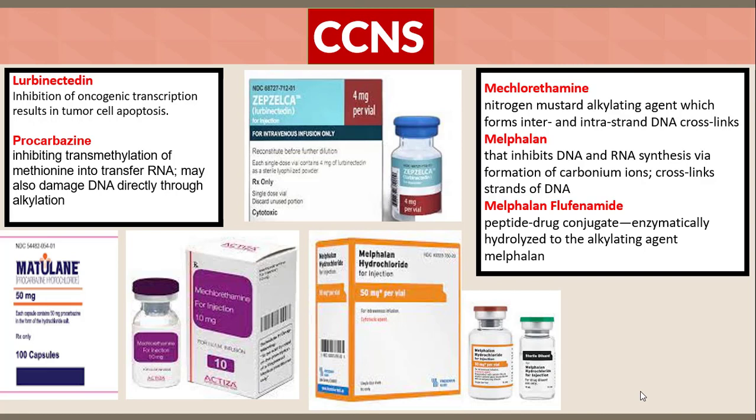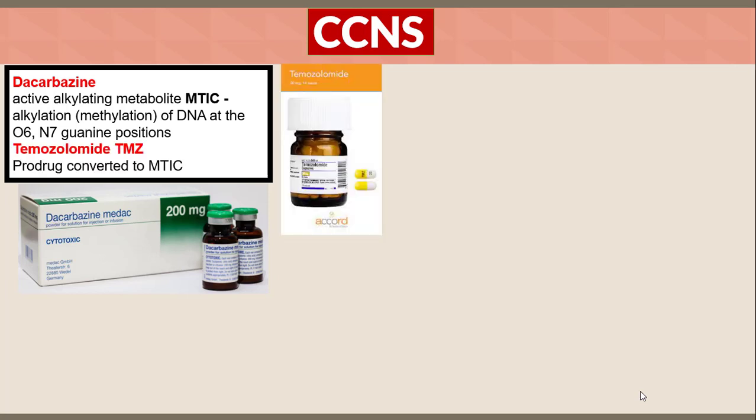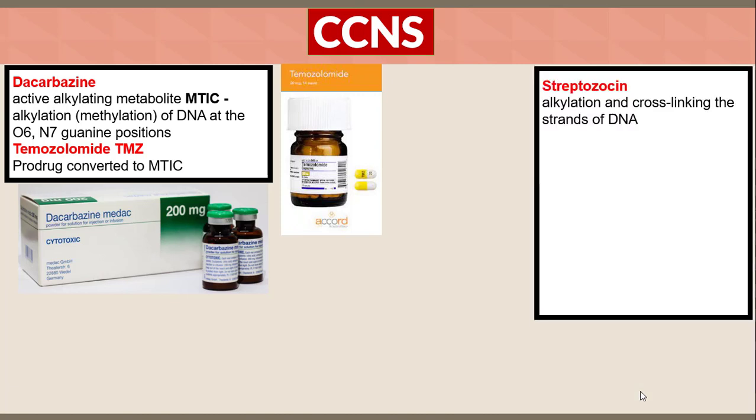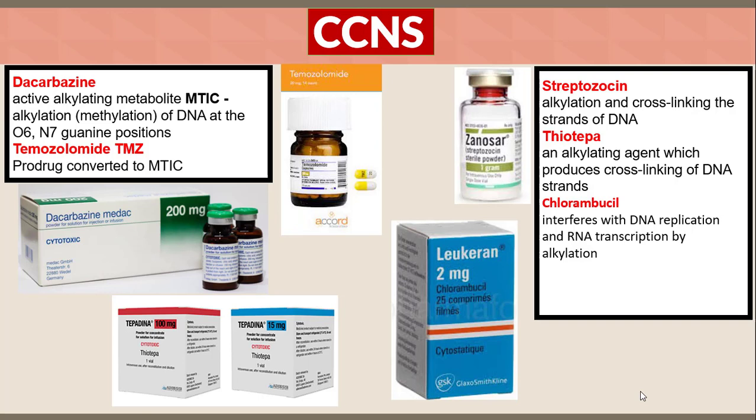Melphalan flufenamide, a peptide drug conjugate, enzymatically hydrolyzed to the alkylating agent melphalan. Dacarbazine, active alkylating metabolite MTIC, alkylation and methylation of DNA at the O6 and N7 guanine positions. Temozolomide, a prodrug converted to MTIC. Streptozocin, alkylation and cross-linking the strands of DNA. Thiotepa, an alkylating agent which produces cross-linking of DNA strands. Chlorambucil interferes with DNA replication and RNA transcription by alkylation.